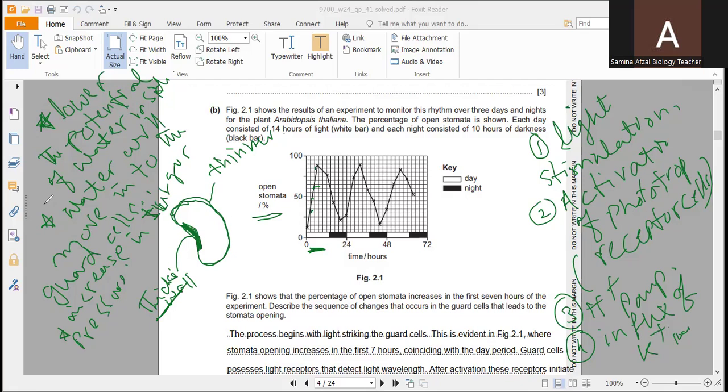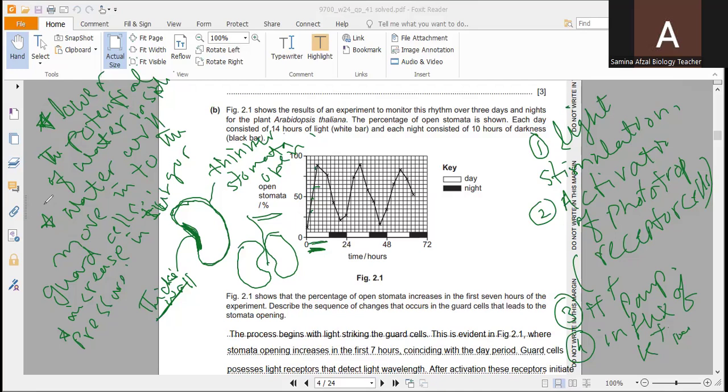So in this way, the guard cells will move in this way, and there will be the opening of the stomata. In this way you can see the stomata are open, and the graph in figure 2.1 illustrates the outcome of this process. You can see the percentage of open stomata increases during the first 7 hours of the experiment, which corresponds to the light period. So this is the result.